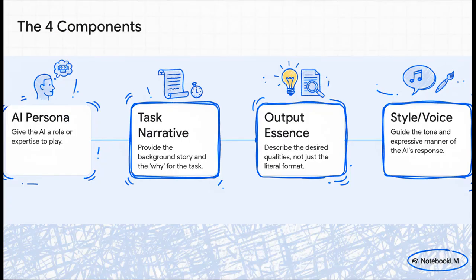Okay, let's get into the components. First, you've got persona. This is where you tell the AI who to be. Are they a seasoned software engineer? A brilliant but cynical comedian? Next is the narrative. This is the backstory, the context, the all-important why behind what you're asking. Then there's essence. This is the soul of what you need. You're not just asking for code, you're asking for robust, scalable, and well-documented code. And finally, you have style. This is the vibe, the tone, the expressive quality you're going for.